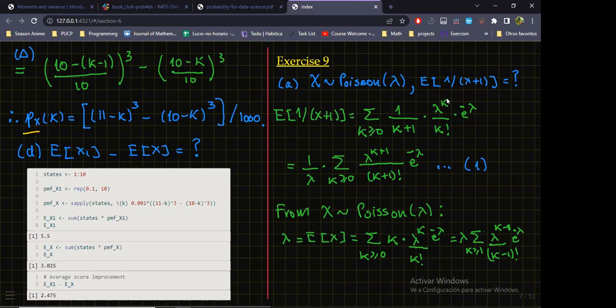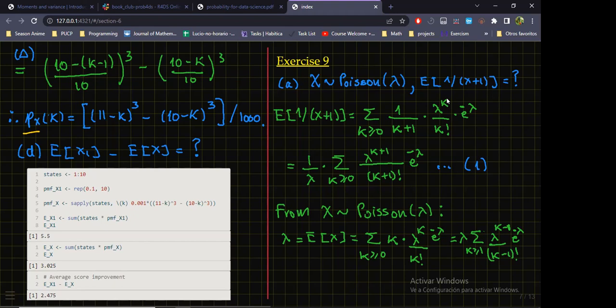What we change in the expectancy formula is simply the value. In this case, it's 1 over x plus 1, so we write 1 over the possible states plus 1. The possible states are all non-negative integers, so it's really a matter of working with this series. We can take it up to this point, and then use the fact that the Poisson distribution has an expectancy of lambda, and that such expectancy coincides with this definition, right?